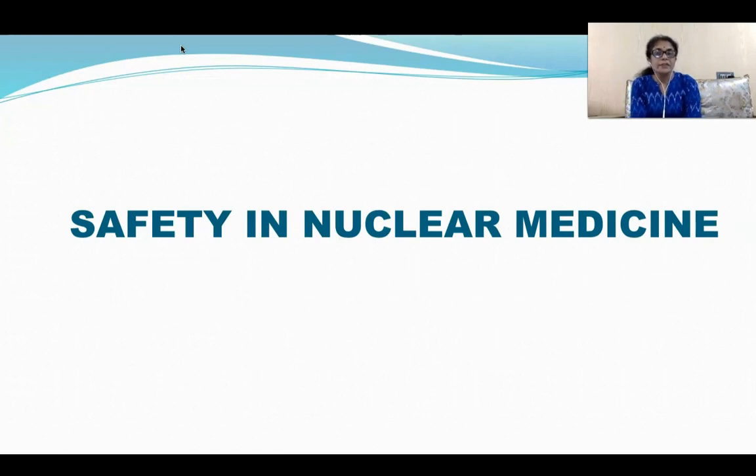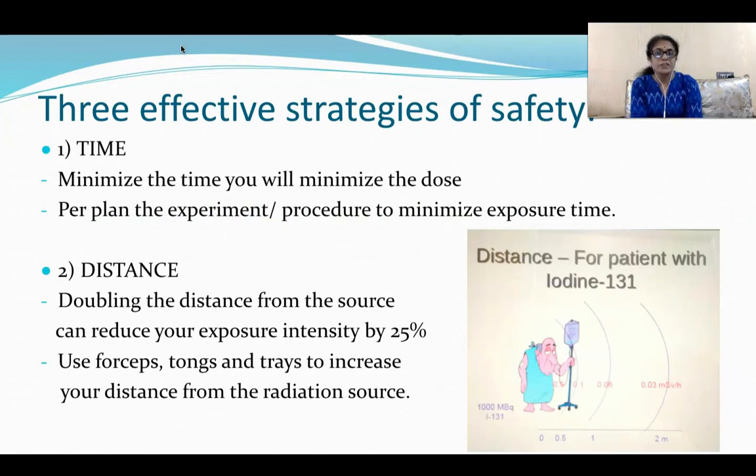Now, what are the safety procedures which we should take in nuclear medicine? There are 3 effective stages of safety. Time: minimize the time and you will minimize the dose. Plan the experiment and procedure to minimize the exposure time.